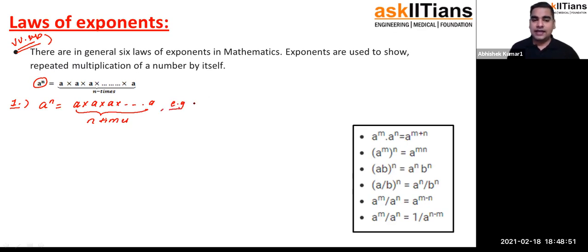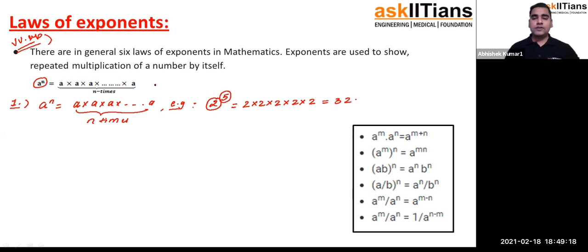Example is, let's say I am provided 2 raised to the power 5. What is the meaning of that? That means I need to multiply this term 2, which is written in the base, how many times? This term 2 that is written in the base needs to be multiplied 5 times, because 5 is the power. So this is same as 2 into 2 into 2 into 2 into 2. Okay. And that is going to give you 32.